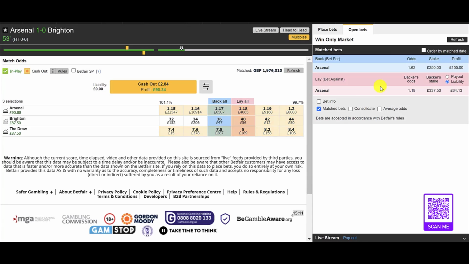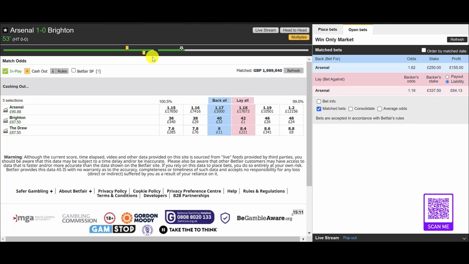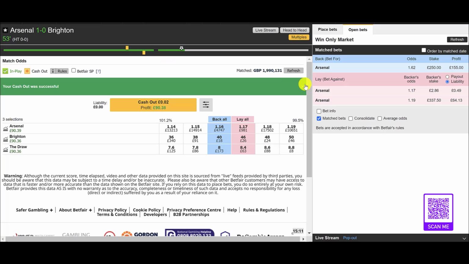However, the key takeaway from this is that, look, before the match, I liked the look of backing Arsenal, thought that they were a good price against Brighton at home. However, we waited for the in-play data to confirm that.